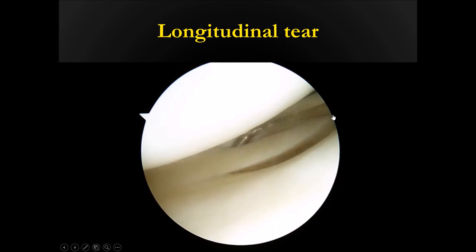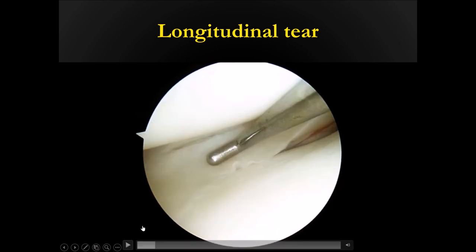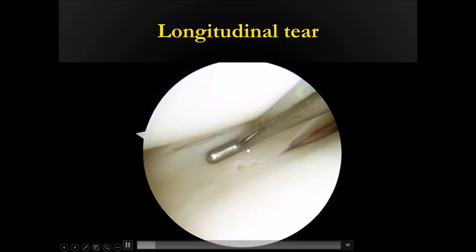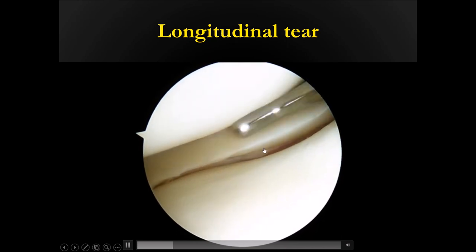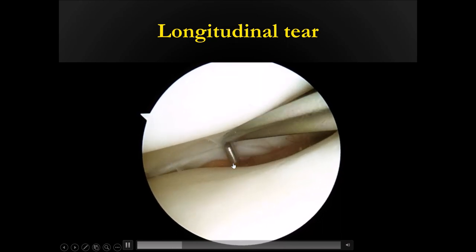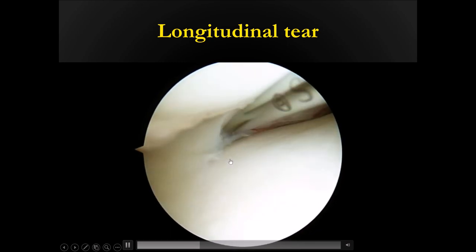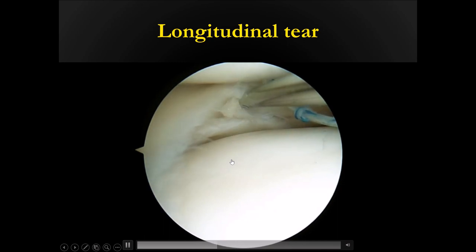And sometimes, this is the longitudinal tear, but it's still okay. You look at this, I use the probe, you see that? The tear is there. So this meniscus, I like it because this is simple to repair. See? First you make a penetration to stimulate the bleeding. And then we can repair it.